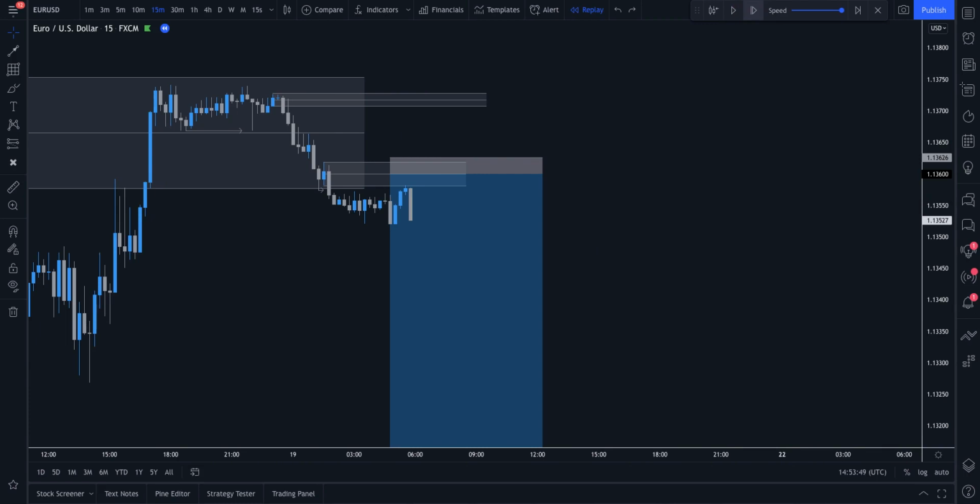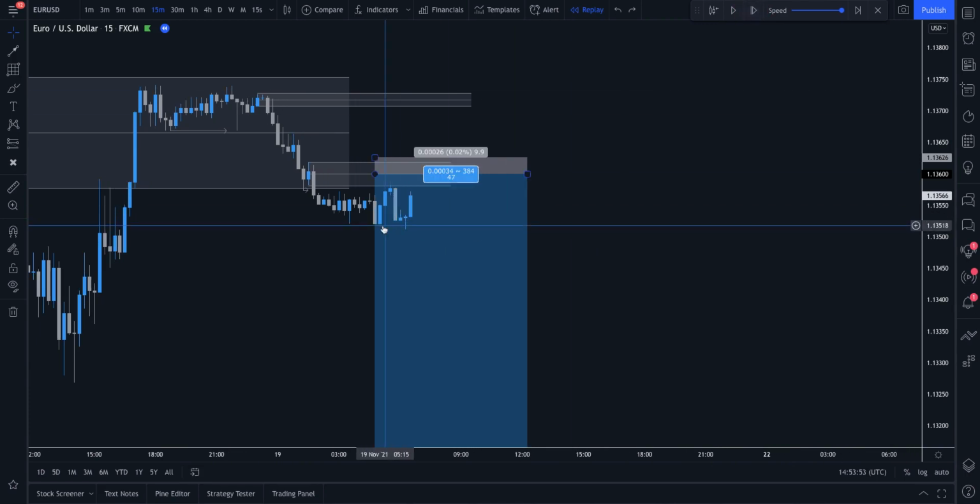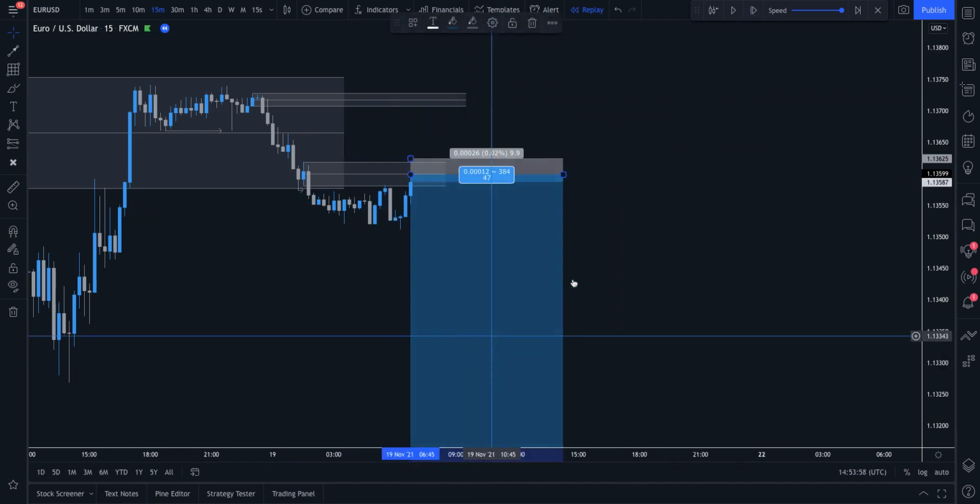So we have a tap there into the zone. A little bit of a sell-off, so we may actually have to look for a later entry now. We are pulling back up though. Let's see if the midpoint will get retested. The midpoint there has been tapped.